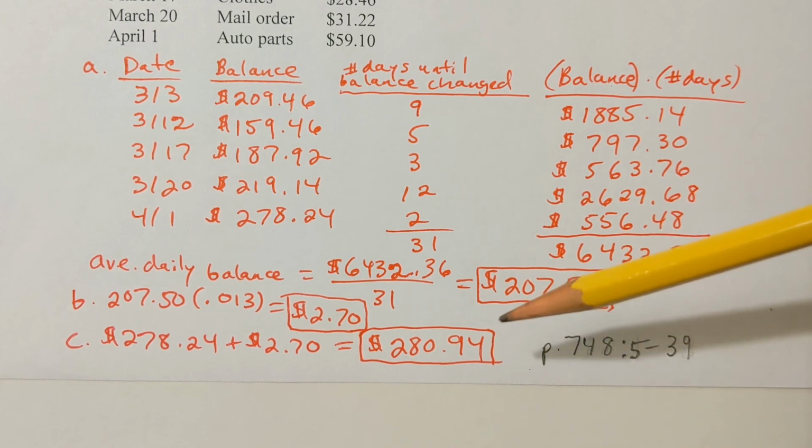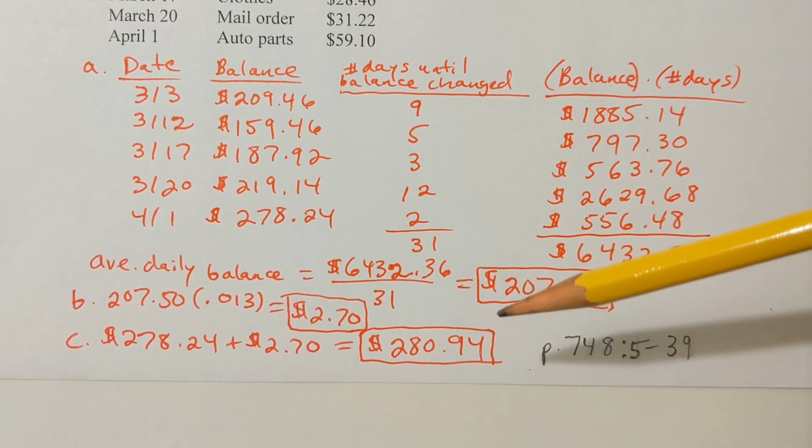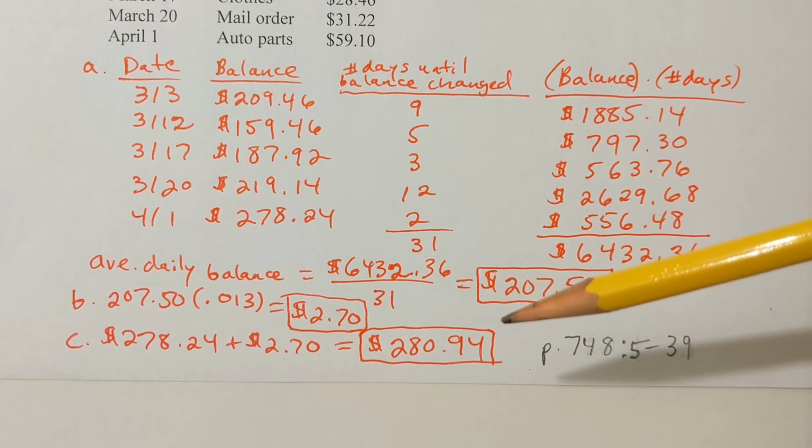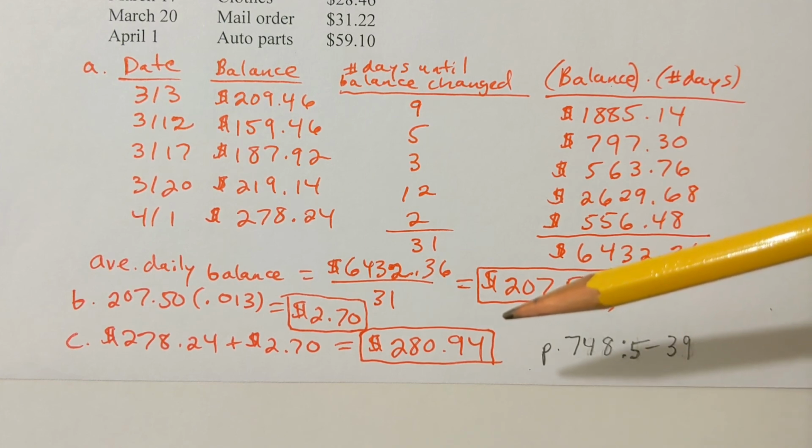Okay. So what we see here is a typical way that credit card companies do the calculations. Okay.